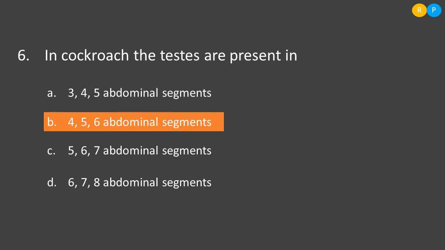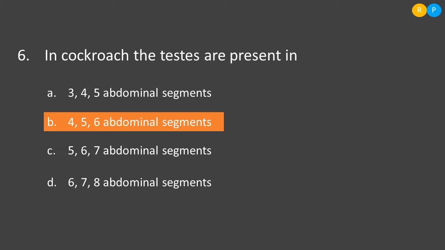Yes, then the sixth question. In cockroach, the testes are present in. Testes are the male reproductive organ. So in the cockroach, the abdominal segments have the testes. Particularly, some of the abdominal segments are the region where the testes are located. So let us look into the options.